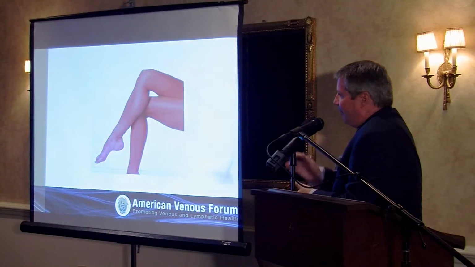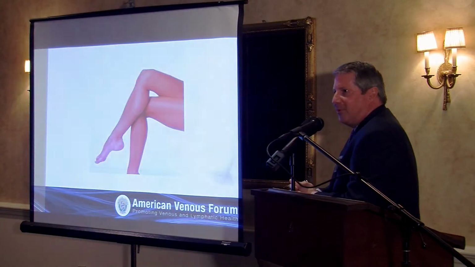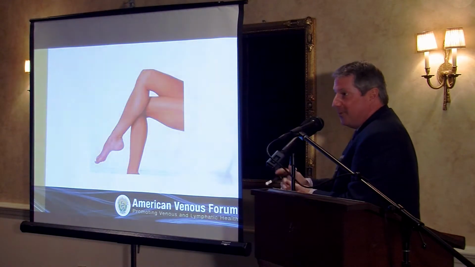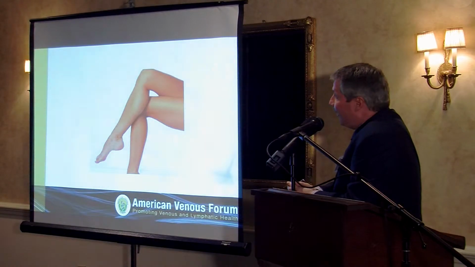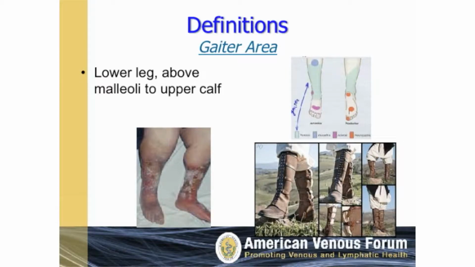So I'm going to give you some examples of venous disease. This is obviously C0, no evidence of venous disease. I'm always amazed that the stocking models don't need stockings, but this is a typical stocking model leg. You may hear about the gaiter area. The gaiter area is in the lower leg from the malleoli to the upper calf, covered by the gaiters that have been worn for hundreds of years. And this is a typical location for the appearance of chronic venous disease.